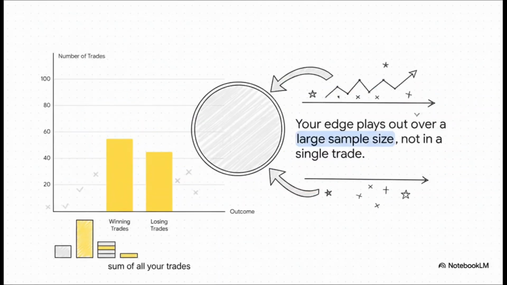This is what's known as your statistical advantage. Over a whole bunch of trades, let's say 100 of them, that tiny little edge, winning just 55 and losing 45, that starts to play out. Profitability isn't found in any one single trade. It's found in the final result of all your trades added together.